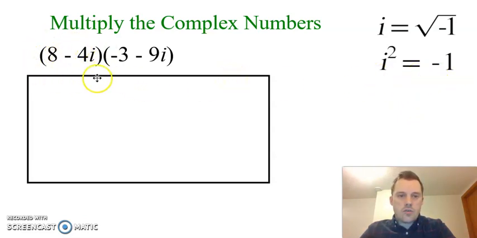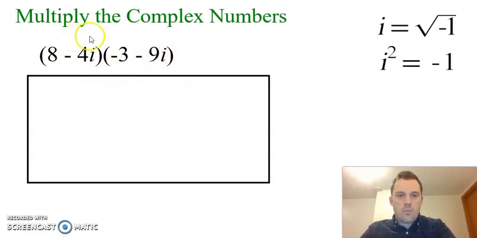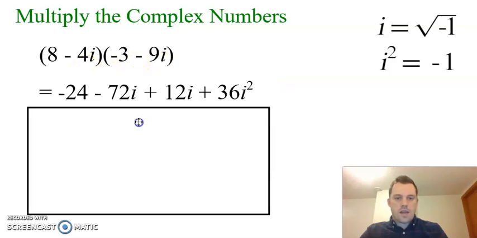So I see two binomials being multiplied together, so I can just think of box or FOIL. I do FOIL, so I would do 8 times -3, 8 times -9i, -4i times -3, and -4i times -9i. So we end up with these four. And then typically from here, we combine these two middle like terms. But we also end up with this i squared here.